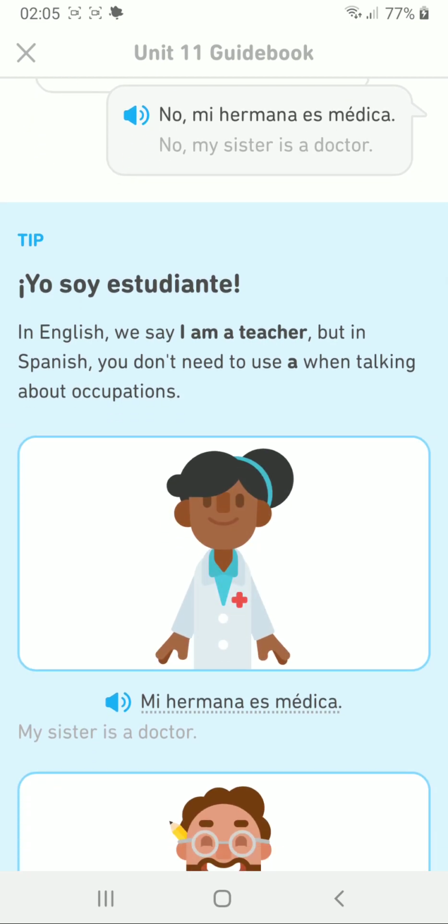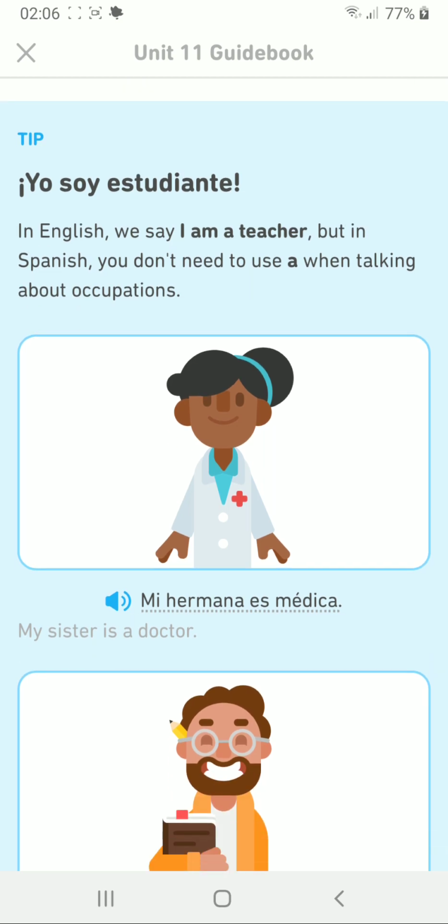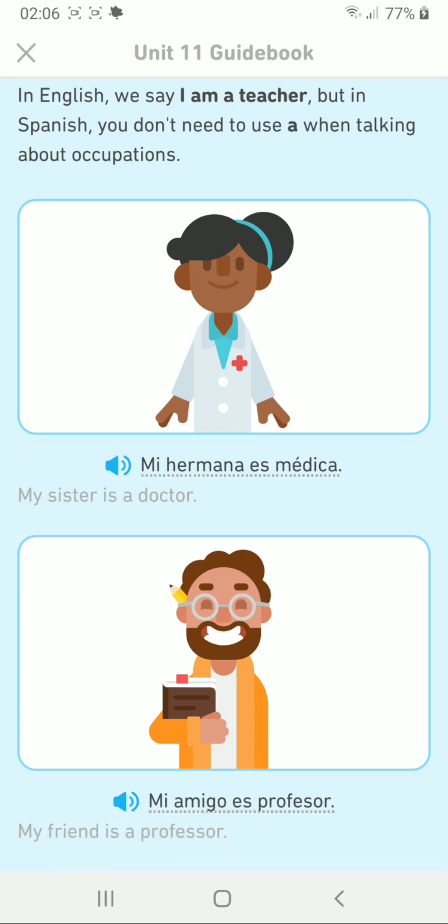Now, yo soy estudiante. We were talking about people's lives, so what they do, what kind of profession they have. In English we say I am a teacher, but in Spanish we don't need to use the article when talking about occupation. So you just say yo soy, and then you put the profession. Mi hermana es médica. You don't say mi hermana es una médica. It's not correct. So, mi amigo es profesor. If you're a professor, you say profesor.